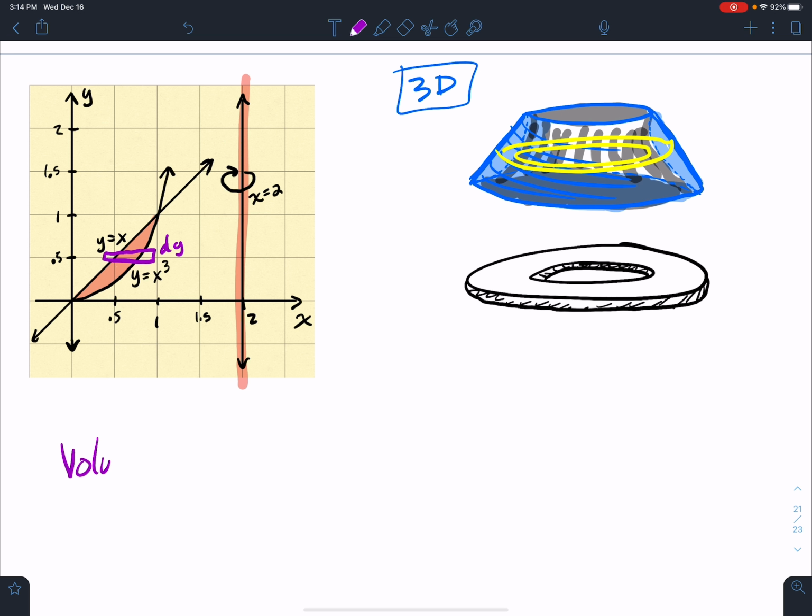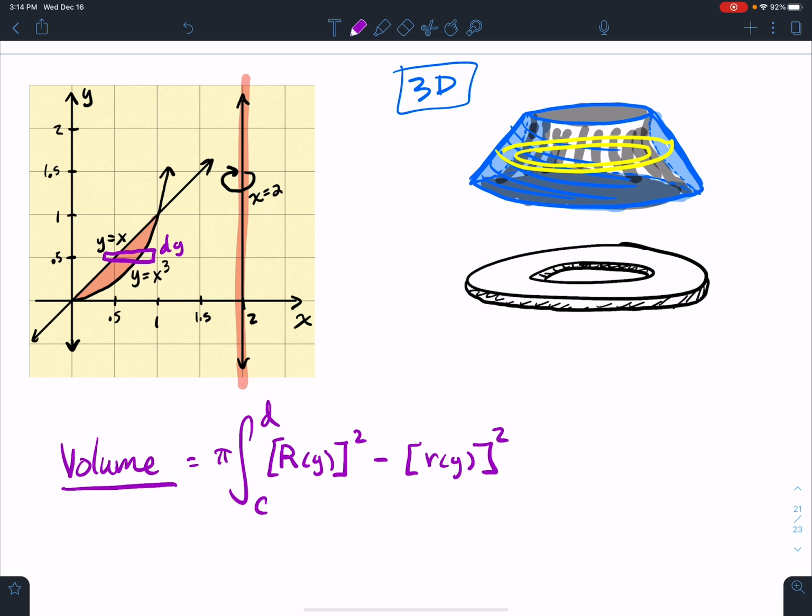So what do I need to do with the dy cut going on? The volume is equal to the integral from c to d of pi, and then capital R of y, a function of y, squared, minus little r of y, the little radius, squared, dy. Okay? So I'm integrating with respect to y with my dy slices here. I need to figure out what the big radius is first.